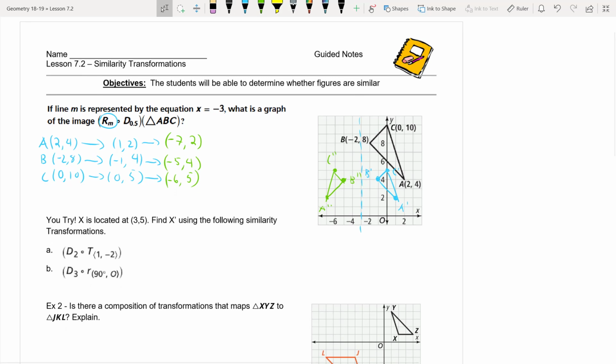There are 2 there for you guys to try. They're asking you to do this using the point 3, 5. So you're only moving 1 point here. Go ahead and try that, and remember, we work right to left.